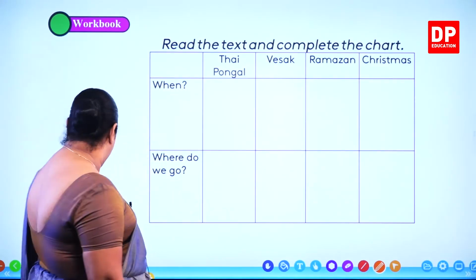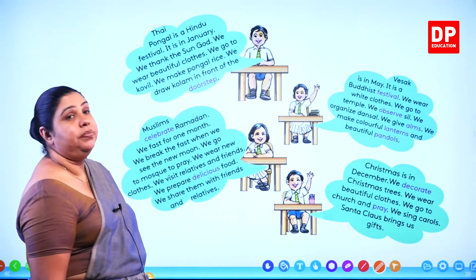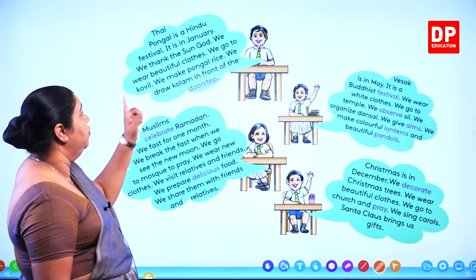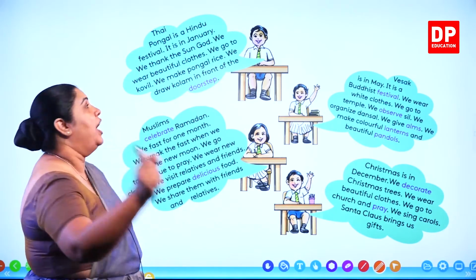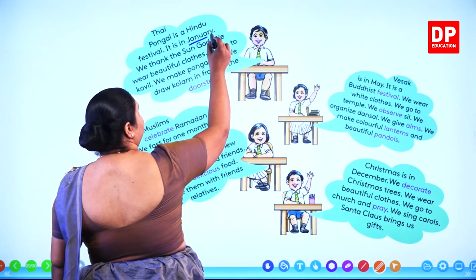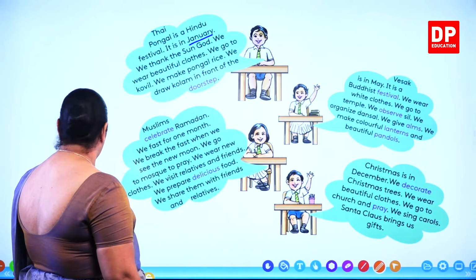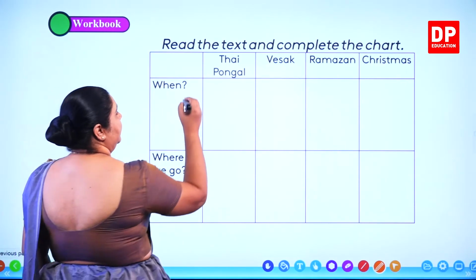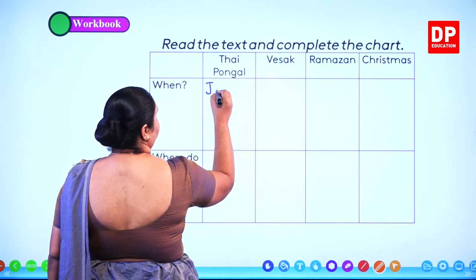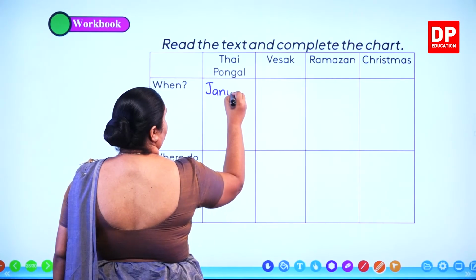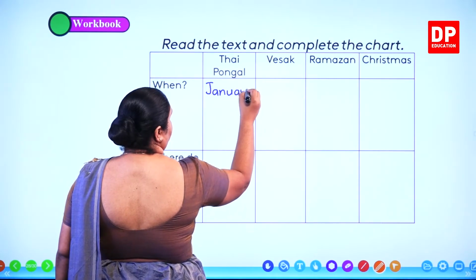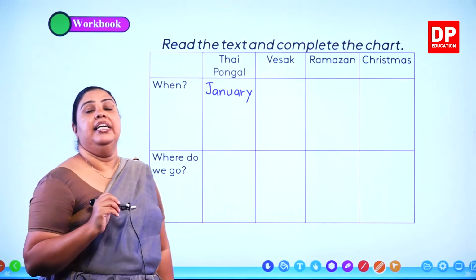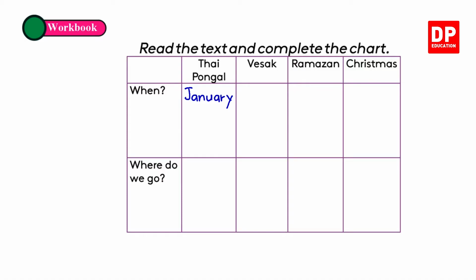Now we are going to take a look at our paragraphs. When is Thai Pongal? Thai Pongal is a Hindu festival. It is in January. Can you see the answer? January. So now we are going to write the answer. When is Thai Pongal? It is in January. January is January. Right.